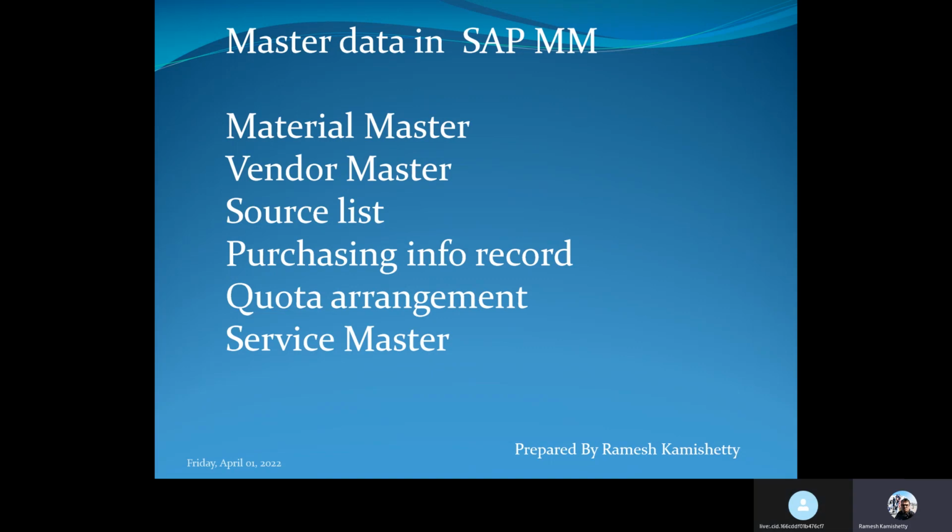In master data we have material master, vendor master, source list, purchasing info record, quota arrangement and service master. In my 11 years of career, I did not work on quota arrangement. It is a rare subject, so nobody goes for quota arrangement. Material master, vendor master, source list, purchasing info record, these are common. If your company is providing services, we need to create the service master also.